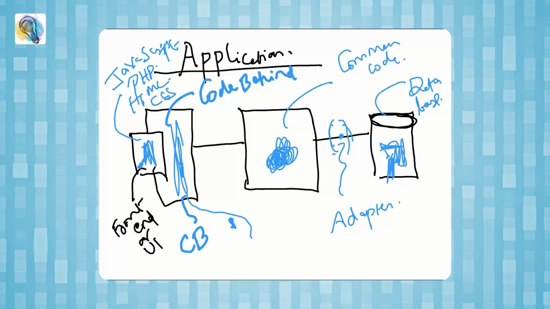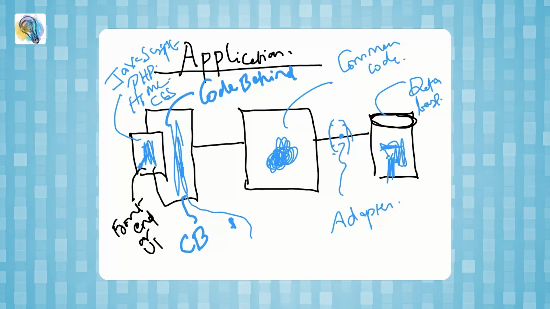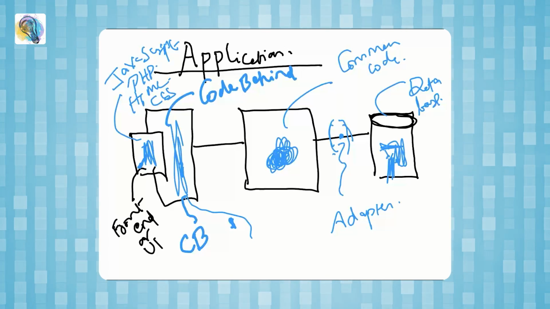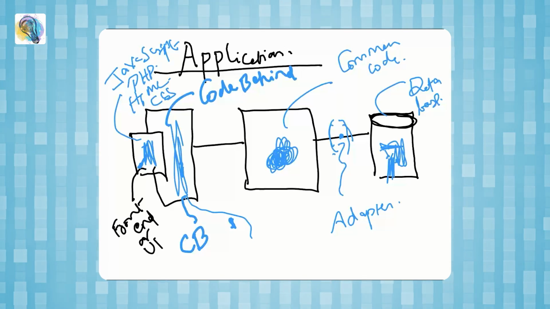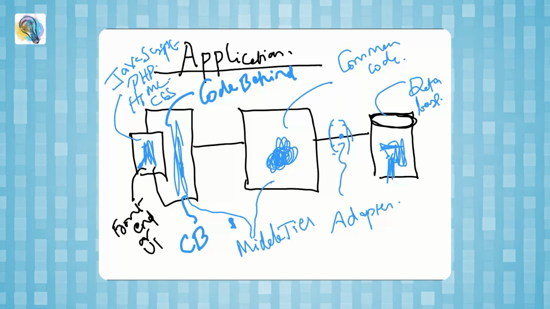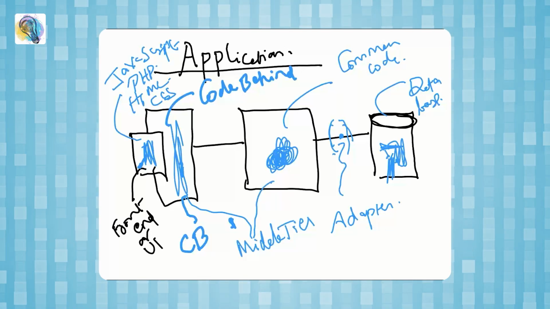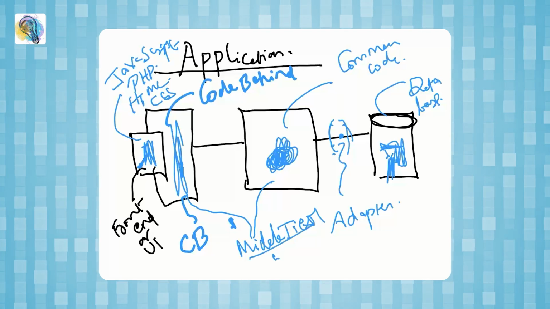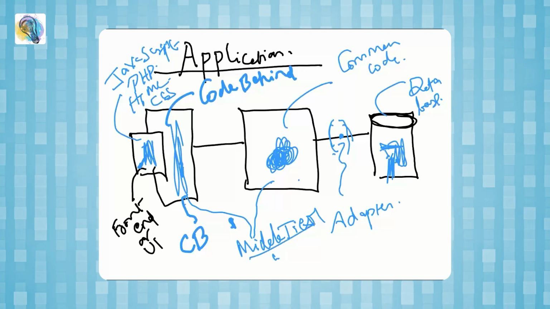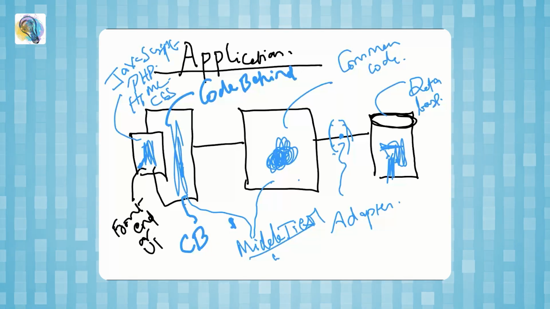Now one more thing, the code behind and common code put together, we call it middle tier. My handwriting is bad. I'm very sorry. I want to improve this. I want to make sure that it looks legible. So the code behind and common code put together is called middle tier.